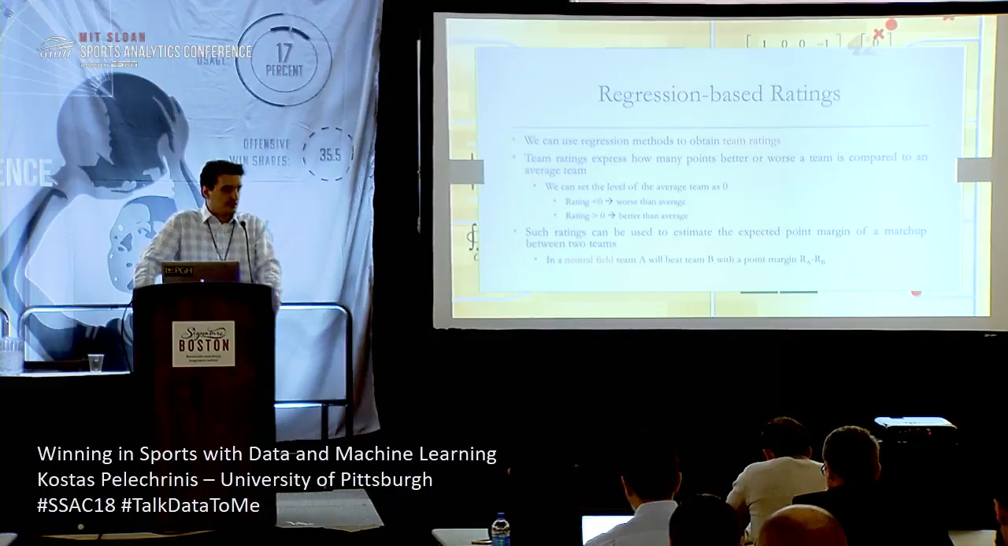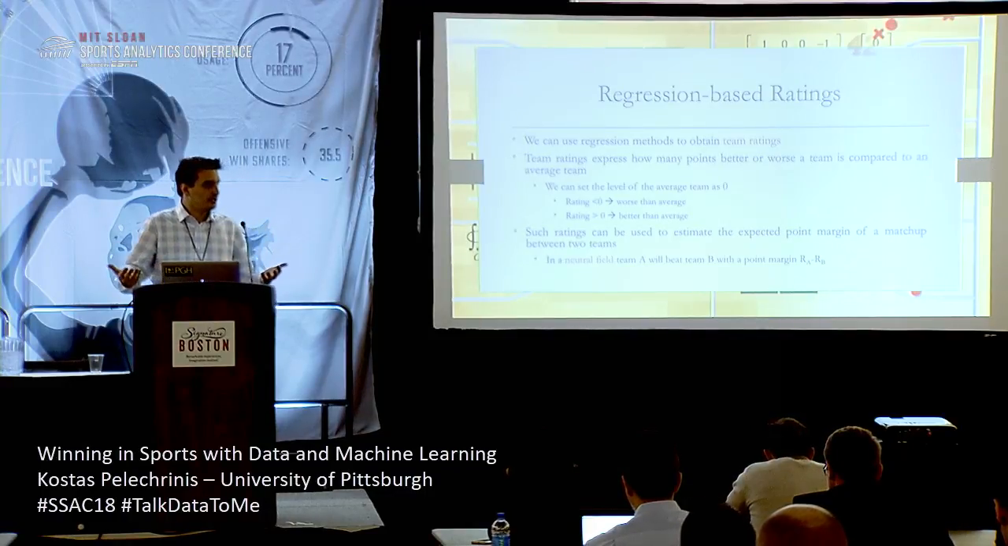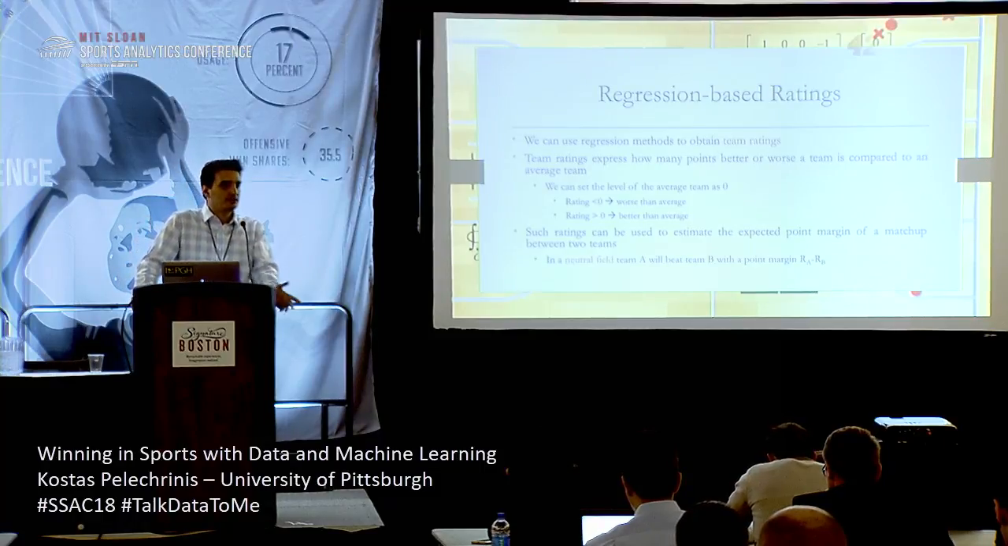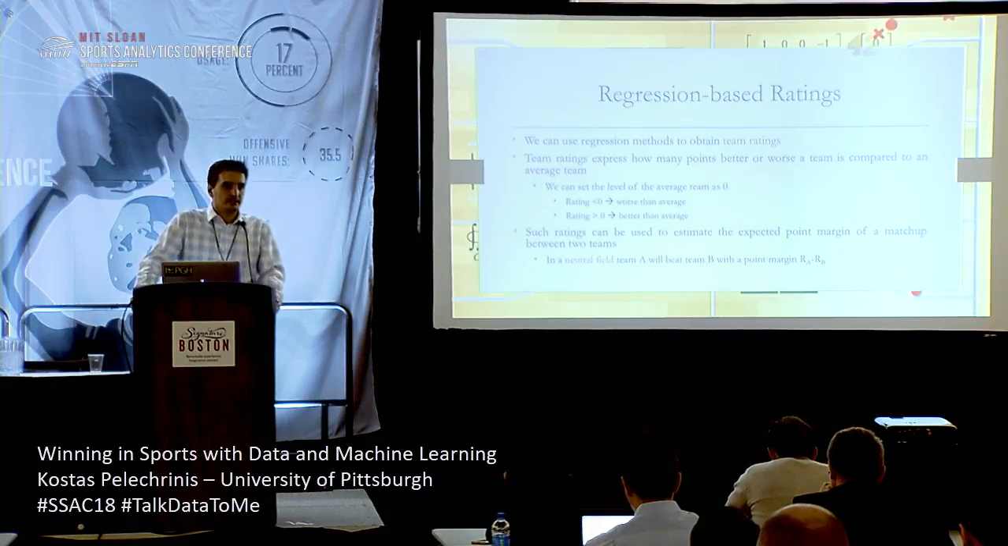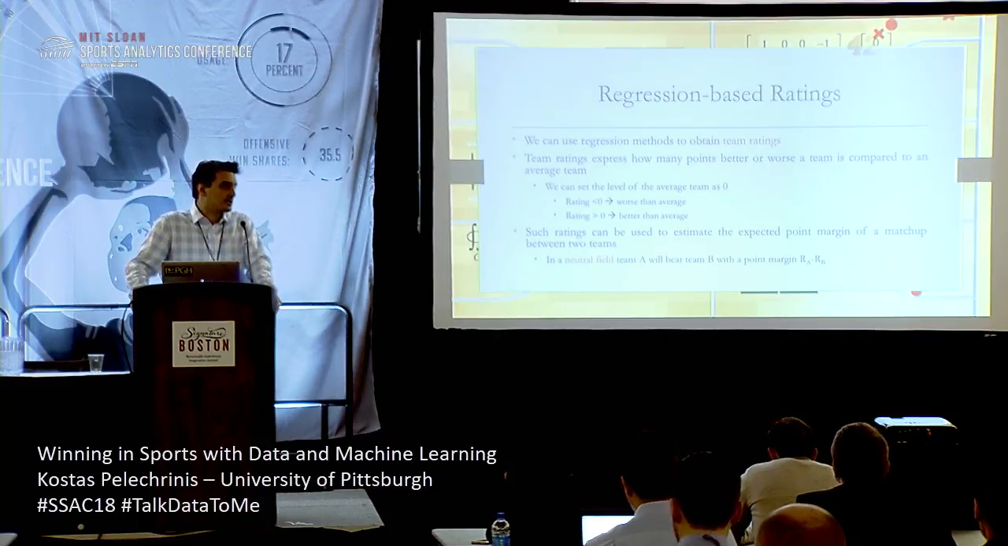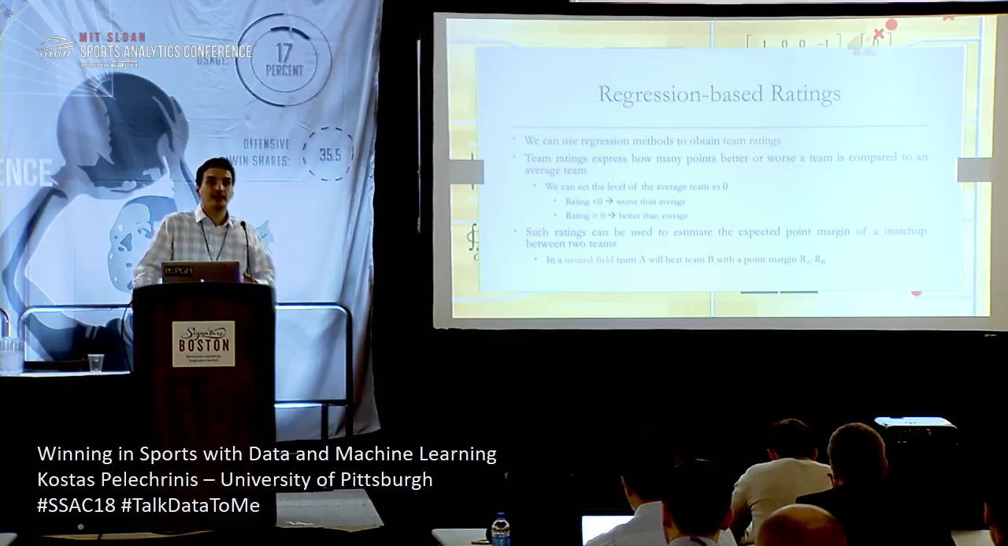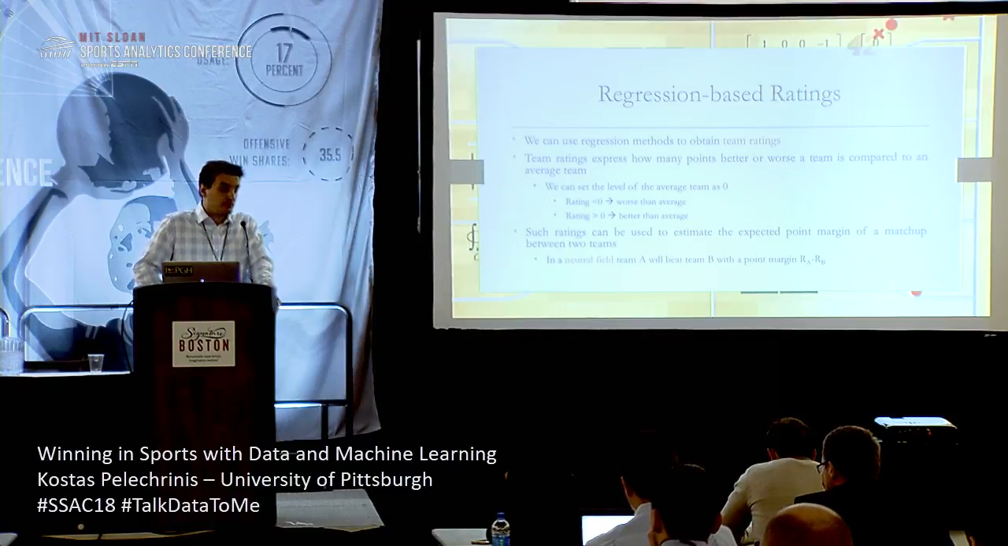Now, if you have these values, what you can then do is say that if team A plays team B, the expected point differential in their game will be the rating of team A minus the rating of team B, plus some value for the home edge if A plays at home. It's fairly widely accepted that in all of sports there is some home edge, which can be expressed in a number of points. How many extra points do you get because of playing at home?